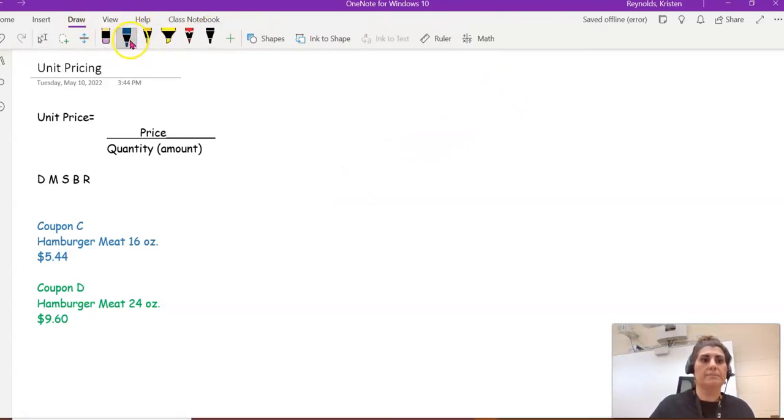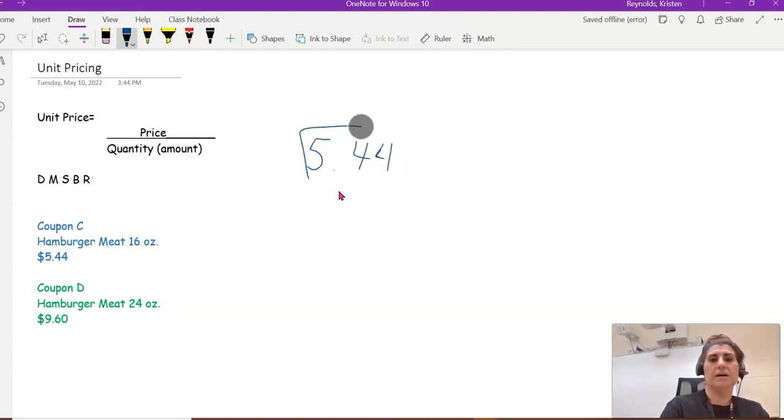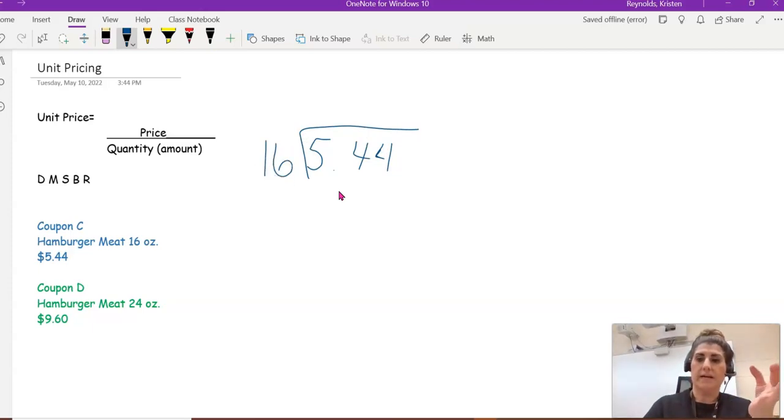So, all right, let's take a look at this. If we have coupon C, which is our hamburger meat, it is $5.44. So we have $5.44 divided by 16 ounces. If you remember, we can only divide by a decimal if the outside number is already a whole number. Because we already have a whole number on the outside, we're good to go.